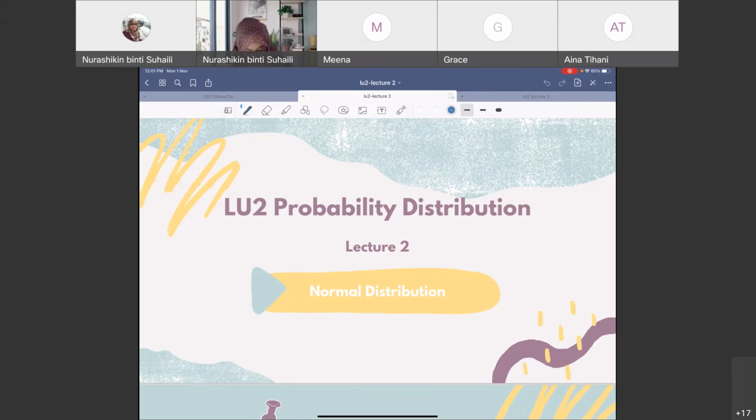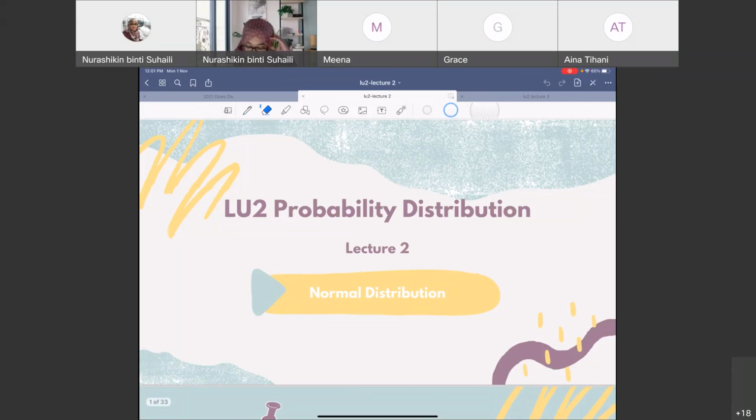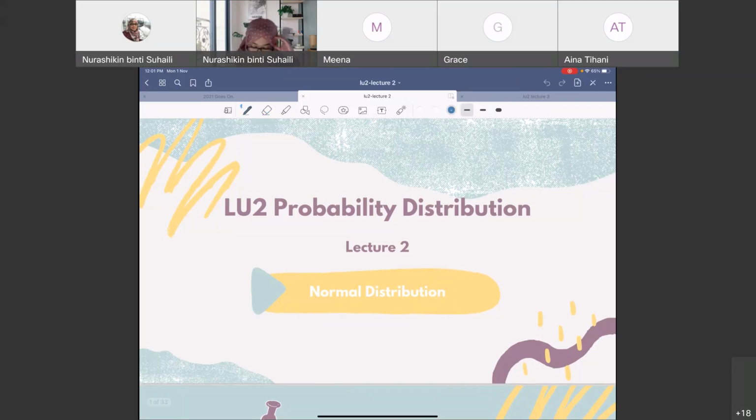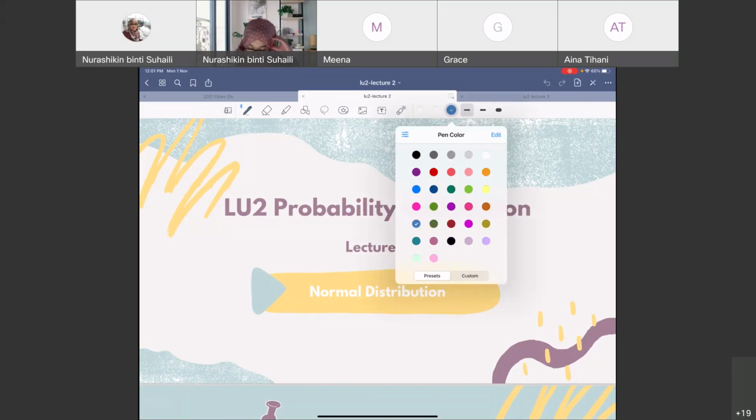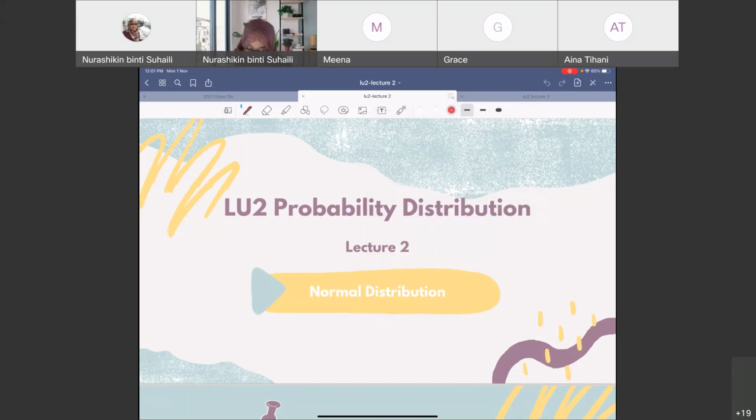Last week we kicked off LU2. LU2 is about probability distribution. And last week we talked about binomial and Poisson distribution, right? So binomial and Poisson are examples of discrete distribution. They are dealing with just whole numbers, right? And today we are going to move to one of the continuous distributions, and we're going to discuss normal distribution, okay? So this one is under continuous distribution.